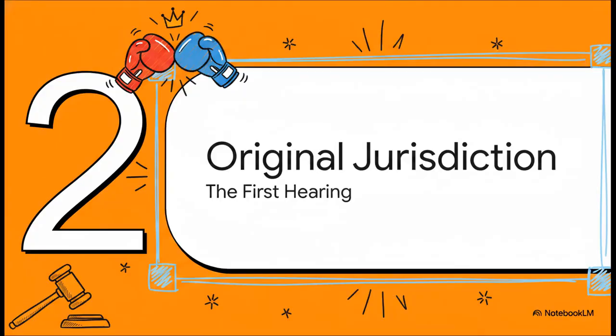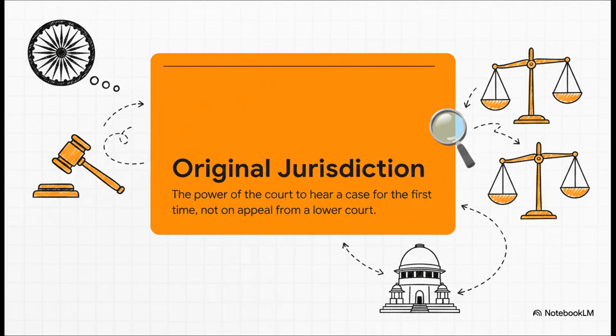Let's start with the first tool, original jurisdiction. Now, what's so interesting about this one is that the Supreme Court isn't acting like a referee looking back at a game that's already been played. No, it's stepping right into the ring, hearing a dispute for the very first, and often final time. In simple terms, this is the power to hear a case from scratch. It's not an appeal. The Supreme Court is basically putting on its trial court hat, a role that we don't usually associate with the highest court in the country.